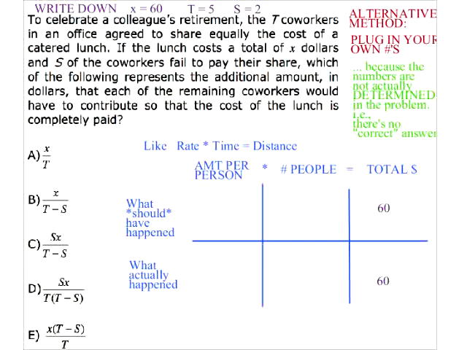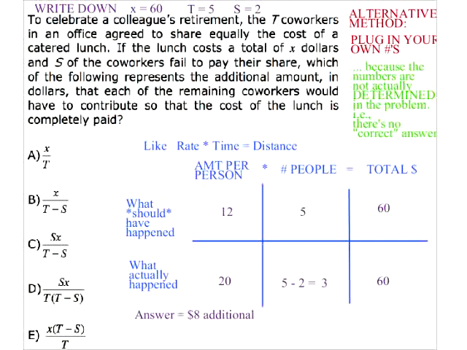So what should have happened is that 5 people should have paid, which would be $12. But actually, 5 minus 3 is 2 people. 5 minus 2 is 3 people paid. So they actually paid $20. So the answer is $8 additional.